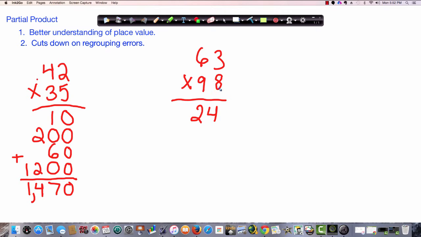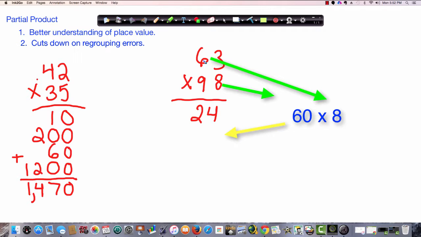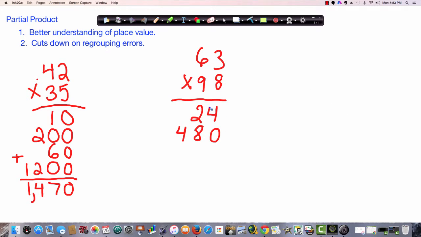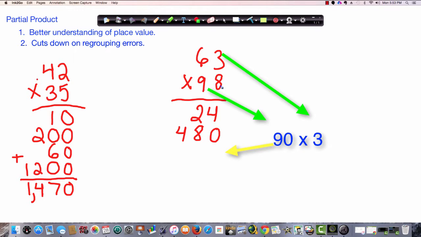And then we look at the place value, and this is a 60. And so 60 times 8, we can put down place value of 0 there, and 8 times 6 is 48. And then we continue on. So we have 90 times 3. We take the place marker for the 90 place value and put a 0 there. And then 9 times 3 is 27.